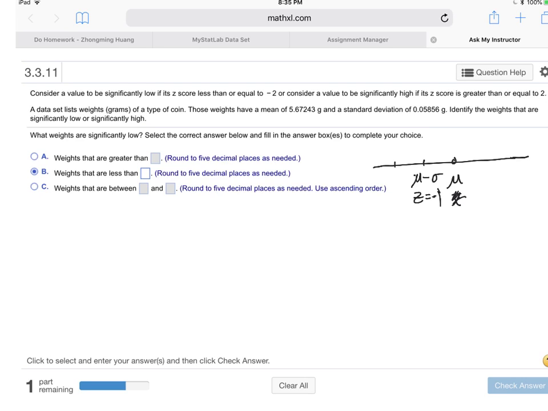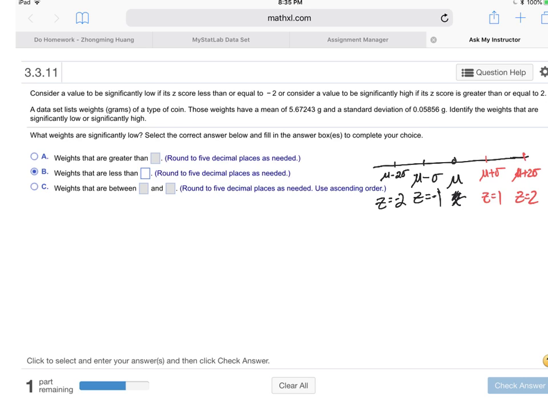When you have a value that is 2 standard deviations below the mean, which means mu minus twice the standard deviation, then you're talking about z-score equals -2. And similarly, if you're on the other side, suppose this is 1 standard deviation above the mean, then the z-score will be 1, and if this is 2 standard deviations above the mean, the z-score will be 2.